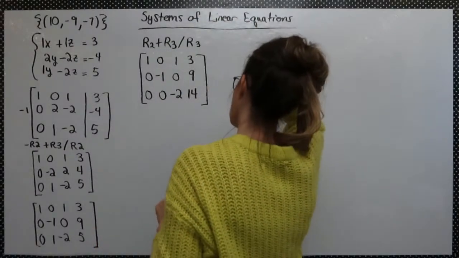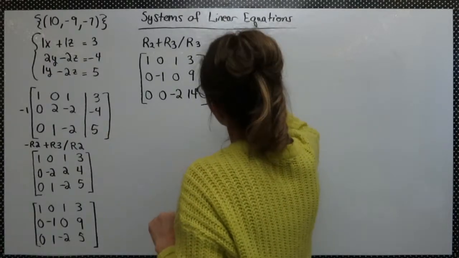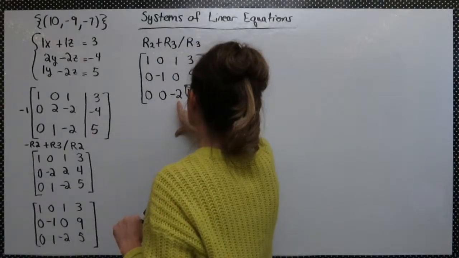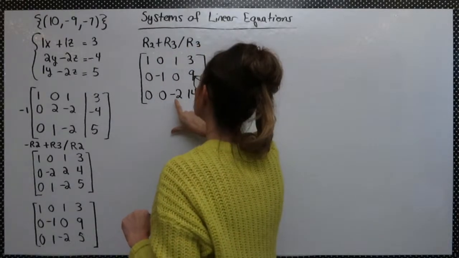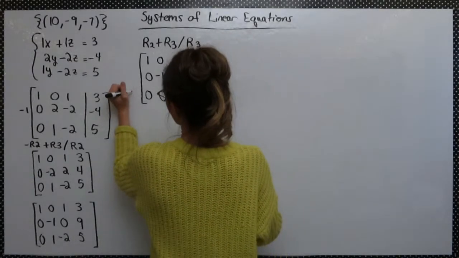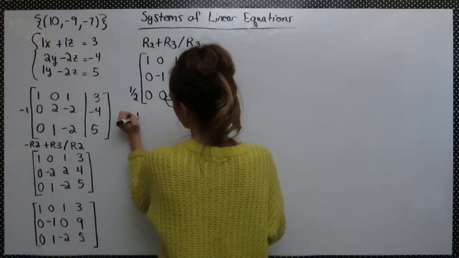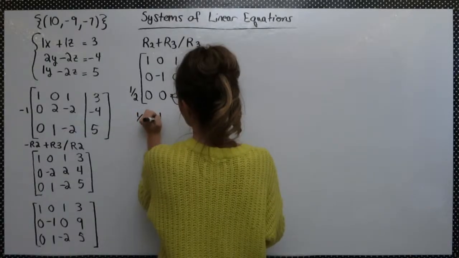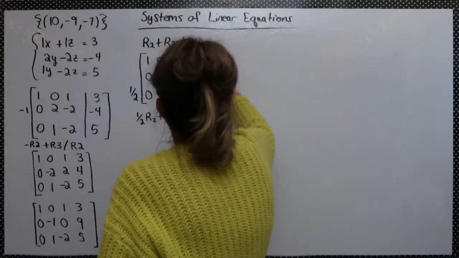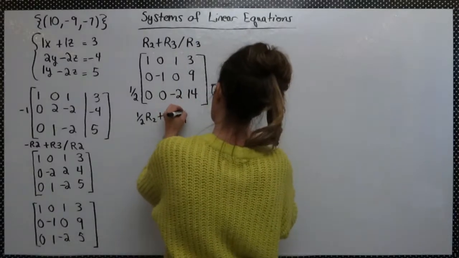Let's see. I need to multiply, well, why don't we just divide off the negative here, or we'll divide it by 2. Let's multiply row 3 by the scalar 1/2, and then add it to row 1. So we'll say 1/2 row 3 plus row 1. And then we're going to replace row 1. Perfect.